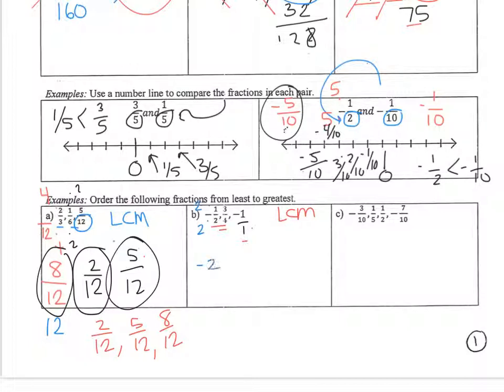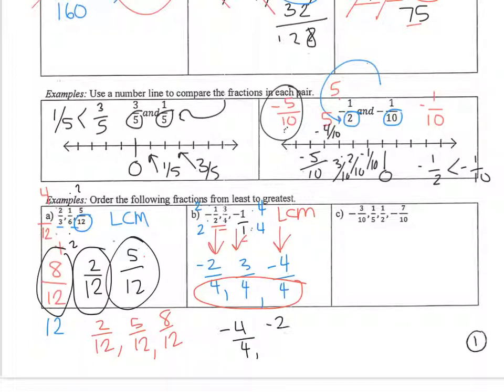So it's -2/4, 3/4. I'm going to change the last fraction to a 4 by multiplying the top and the bottom by 4, which is -4/4. Since all of these denominators are the same, now I have to compare the numerators. So the number that is the smallest, to the left on the number line, would be that -4/4. Then it would go -2/4 and then 3/4.